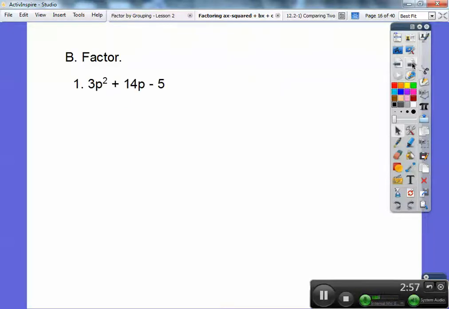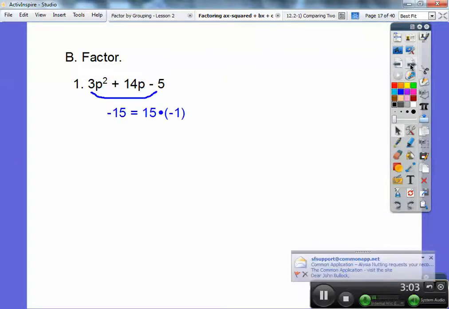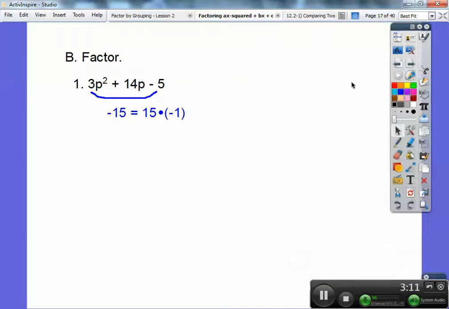So let's factor these here. I'm going to multiply 3 times negative 5. 3 times negative 5 is negative 15. And then factors of negative 15 that add to positive 14 are positive 15 times a negative 1. So I'm going to rewrite that and replace this with 15p and negative 1p.